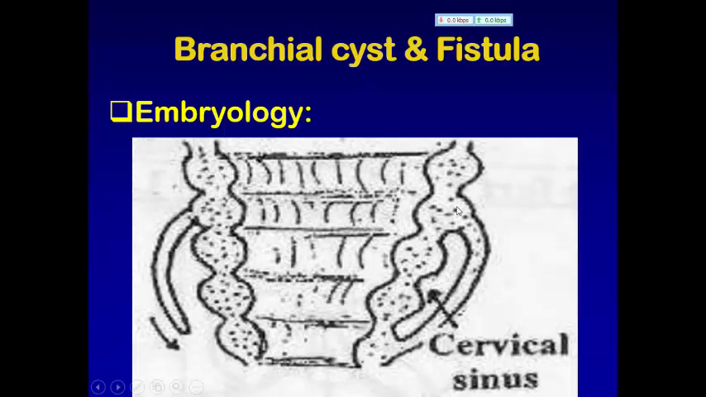Second arch forms the hyoid bone. This is the second arch, which forms the hyoid bone. Third arch forms the structures of the neck over the thyroid region.